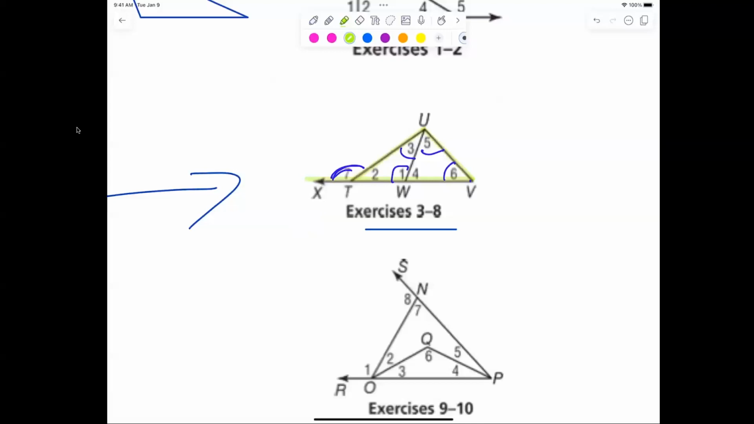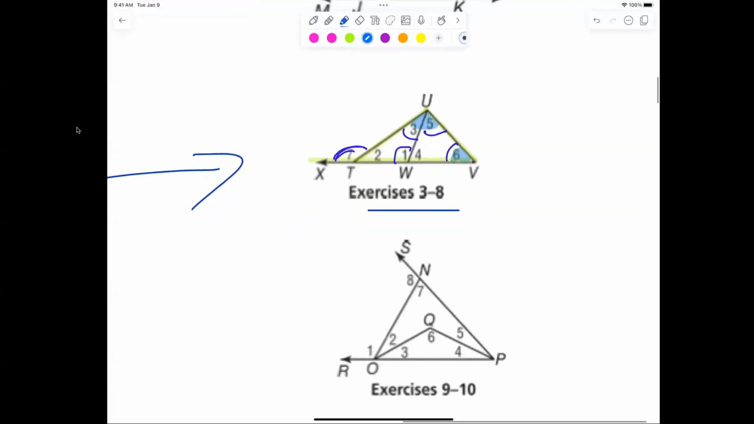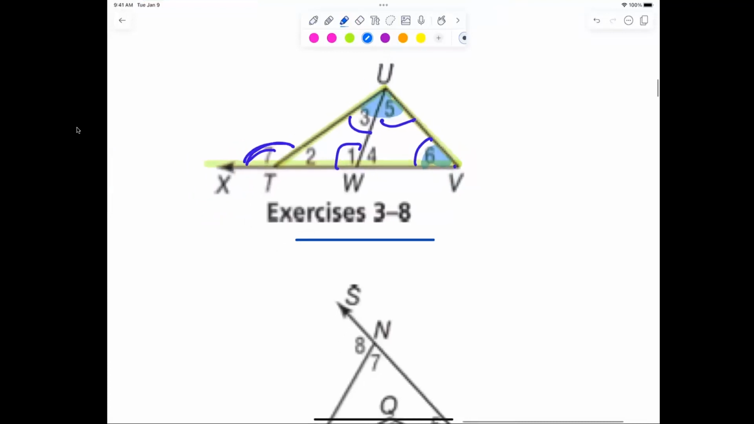This right here, this right here, and this right here are the remote interior angles. That's all. I'm not saying you're supposed to see it right off the bat. You're supposed to say, yeah, okay, I see that now. All right. I understand that. That's why I drew it out for you.